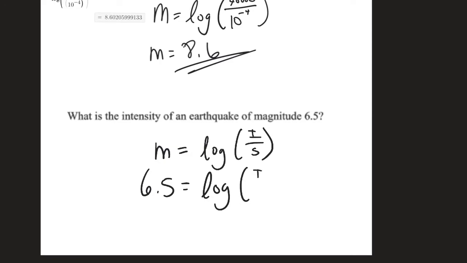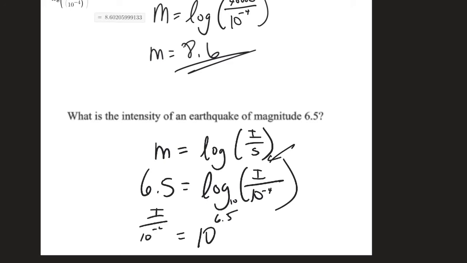And we're looking for I. Our S is 10 to the negative 4. So now we have to solve this, and we have a variable buried in a log. So I'm going to have to change this to exponential form, which means that I would make the 10 big, and I would switch out 6.5 with I over 10 to the power of negative 4.